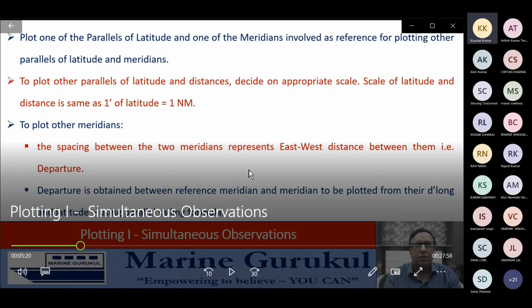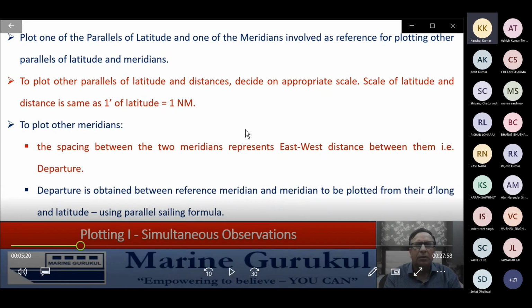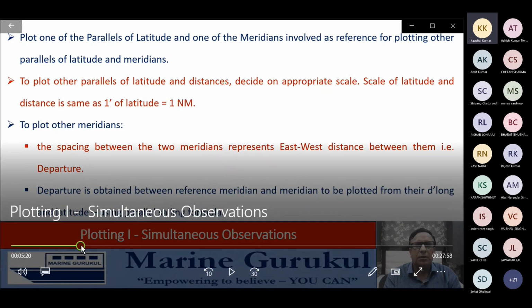Beta, all clear up to here? Any doubts in any of the points, Beta? Okay, all right.